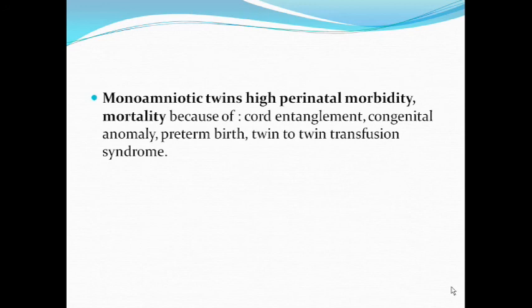So monochorionic monoamniotic twins have high perinatal morbidity, particularly monoamniotic twins. Monoamniotic means they are living in a single sac, so chances of cord entanglement will be more, chances of anomalies are more, preterm birth will be more, and twin transfusion syndrome will be more. So in monoamniotic twins, there are maximum chances of high perinatal mortality and morbidity.